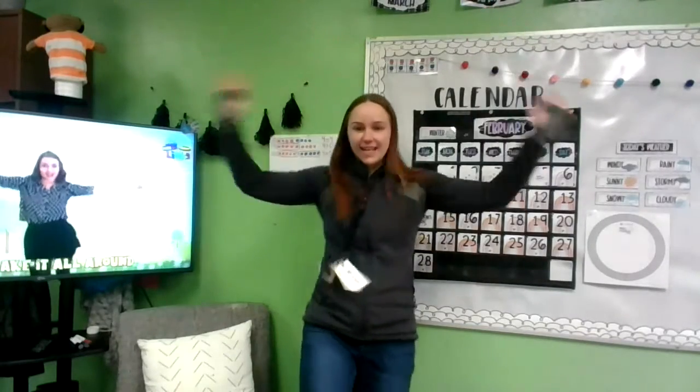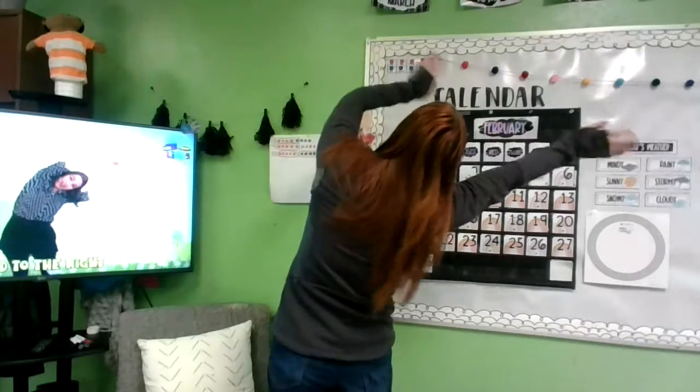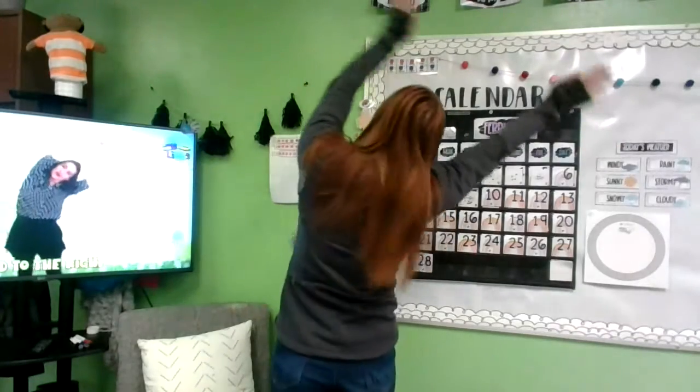Shake your head yes, shake your head no. Lift your arms up, put your arms down. Lift your arms up and shake it all around. Bend to the left, left. Bend to the right, right. Bend to the left, left. Bend to the right, right.